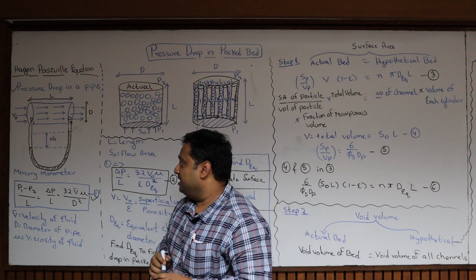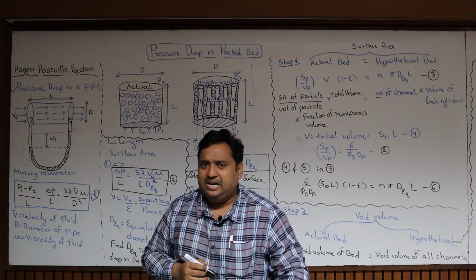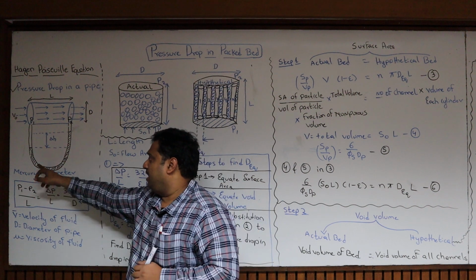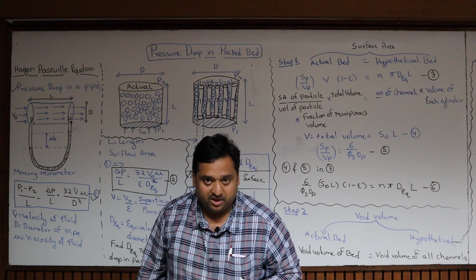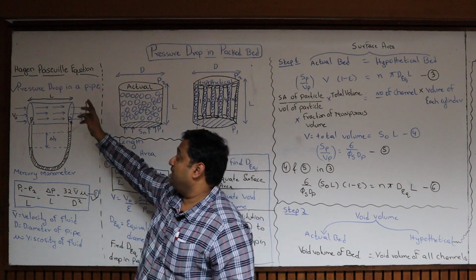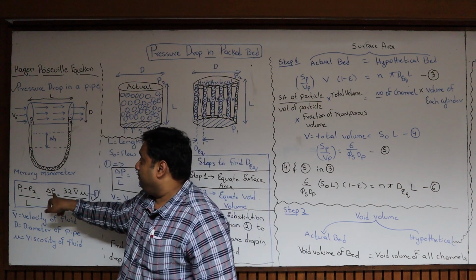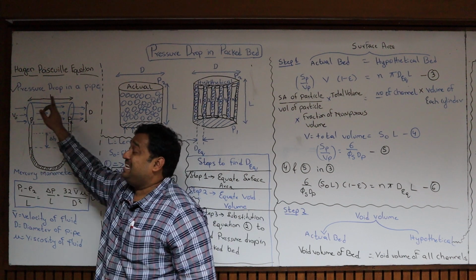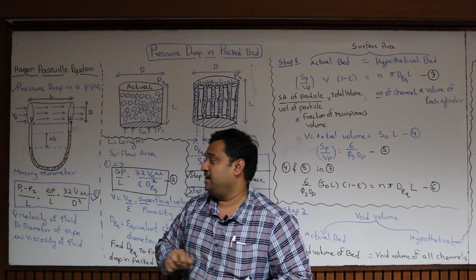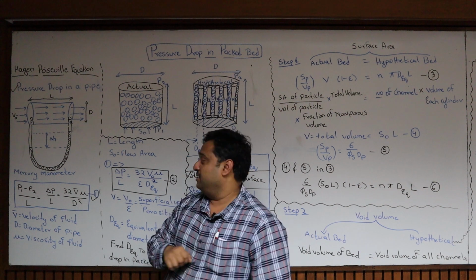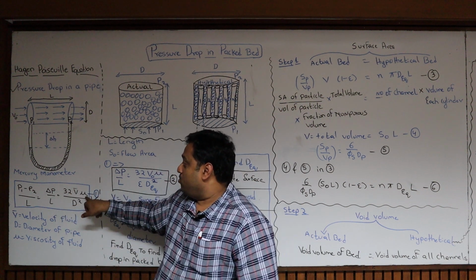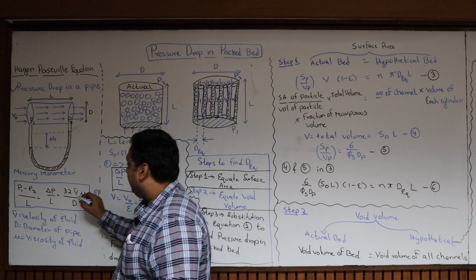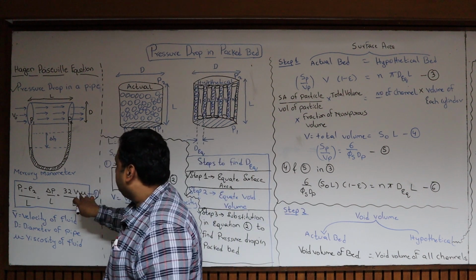For laminar conditions, you can measure the pressure drop using the Hagen-Poiseuille equation. Delta P by L, that is the pressure drop within this length L, can be estimated using the Hagen-Poiseuille equation, which is 32 V0 mu by d square.